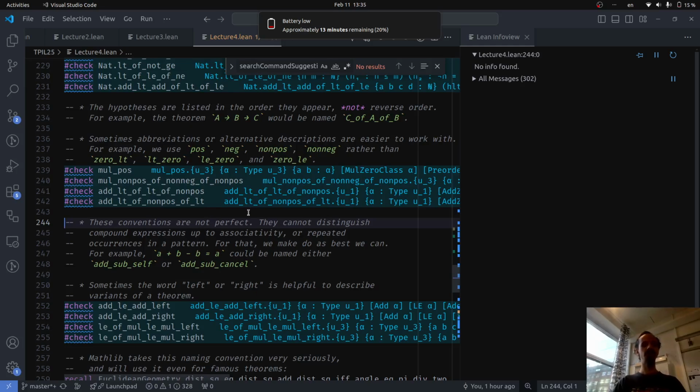Now the conventions are not perfect. They don't distinguish between associative operators, for instance. So in some cases, you'll just have to add additional words at the end to specify which of several variants you're talking about.